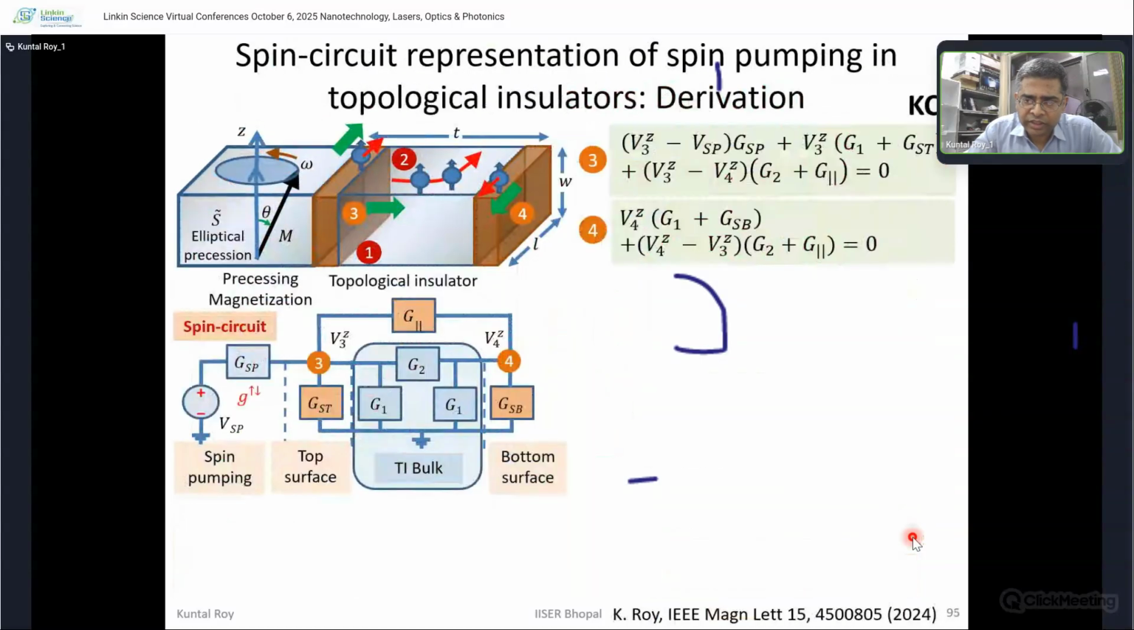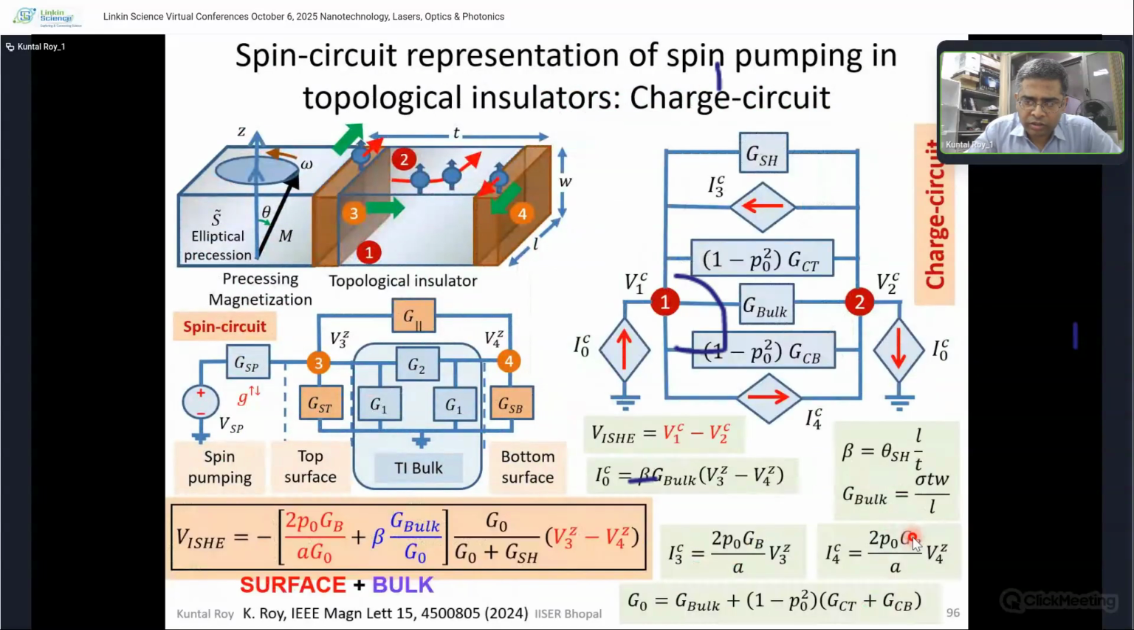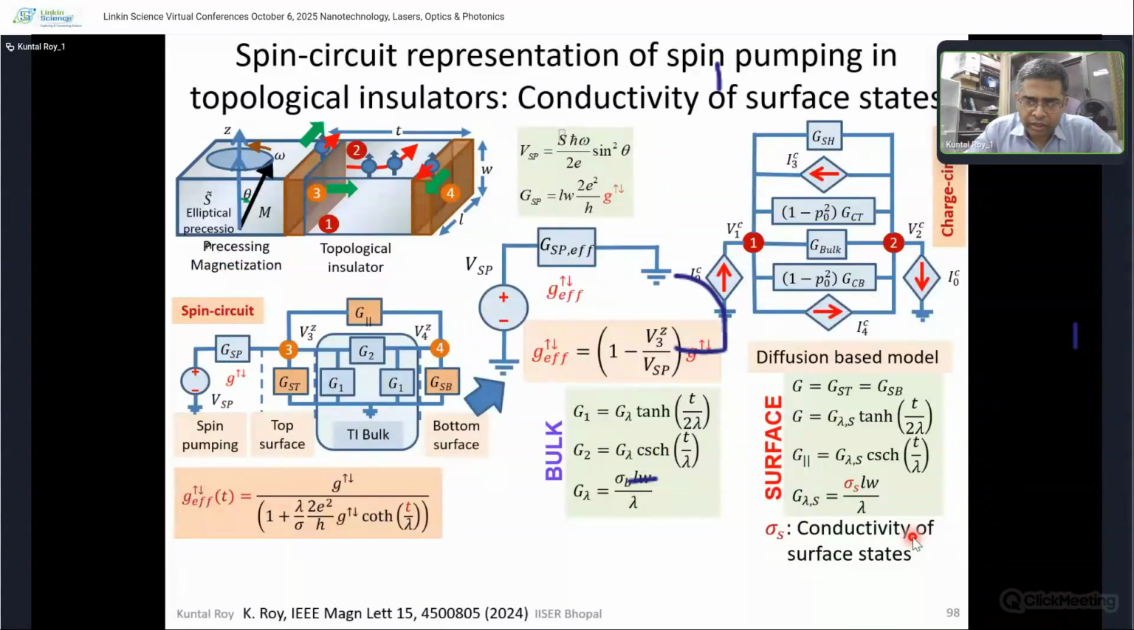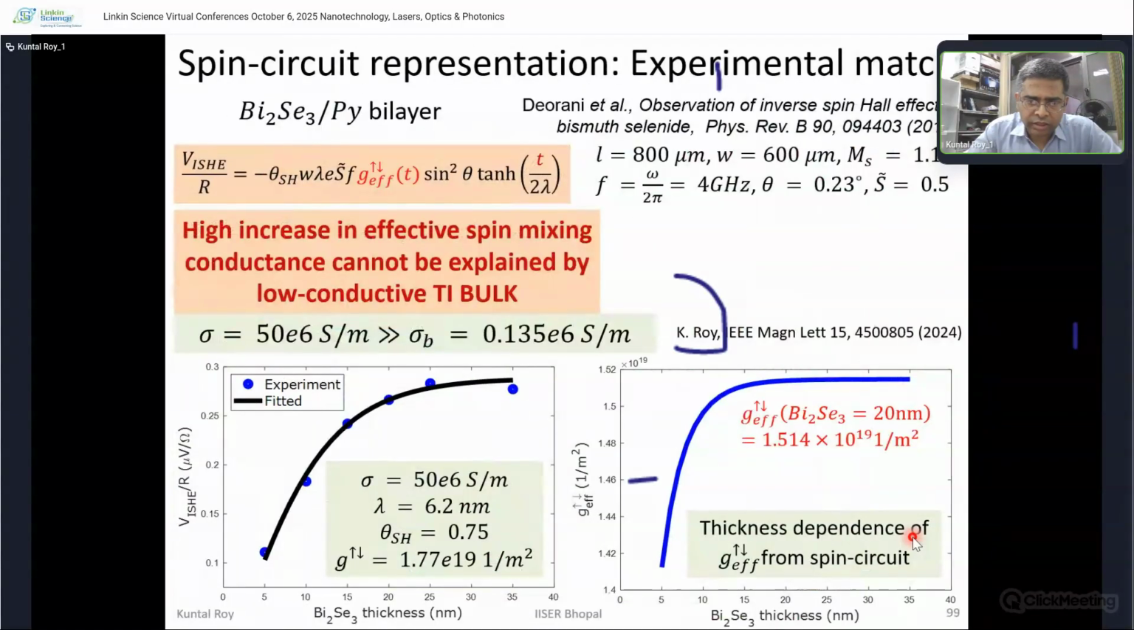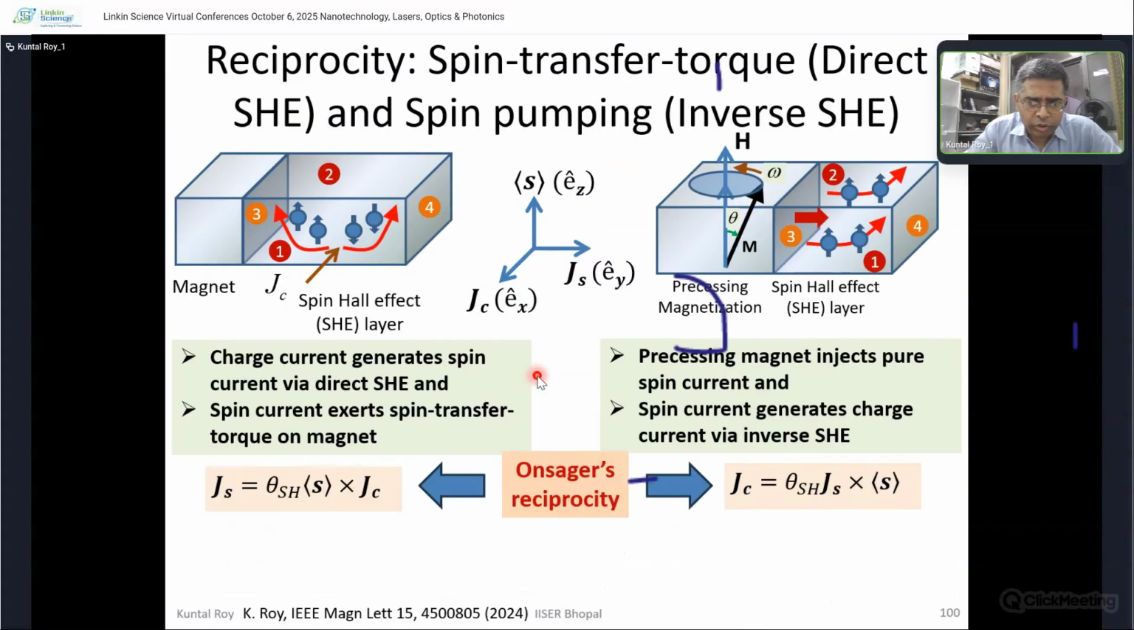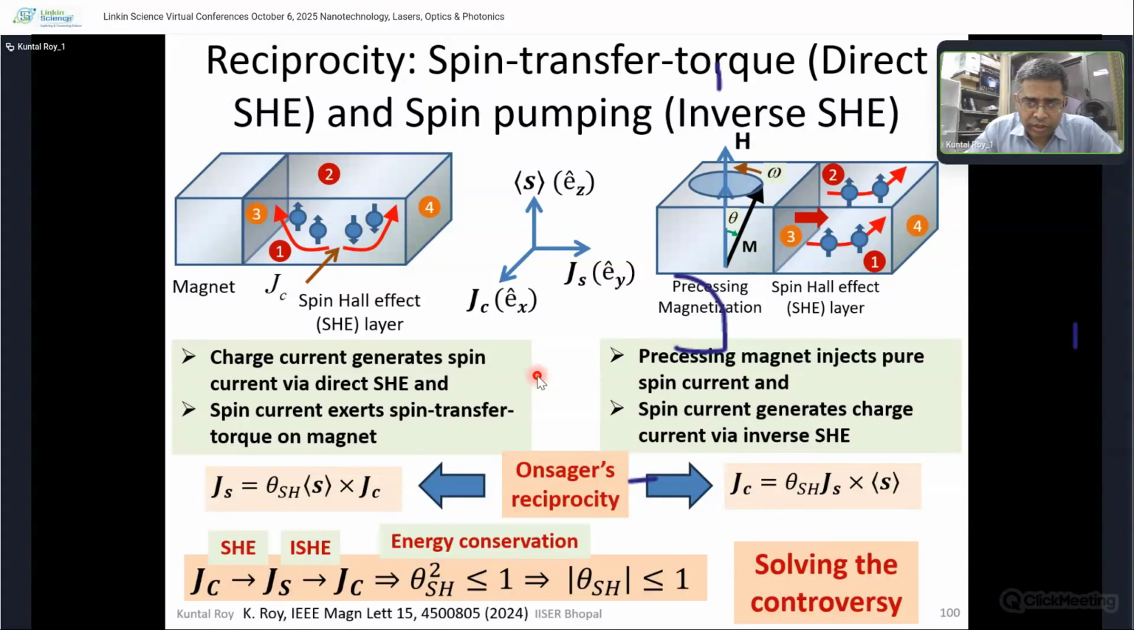We have modeled these surface states, and using this modeling, we have been able to match these experimental results, and we have shown that it certainly comes from the surface states of the topological insulators. Also, we have been able to resolve some controversy in the literature, called Onsager's reciprocity. Many people have reported theta_SH, the spin to charge conversion, to be greater than 1 for topological insulators, but we have shown that it is not possible. It comes from simple energy conservation.